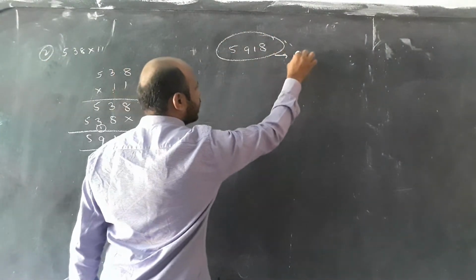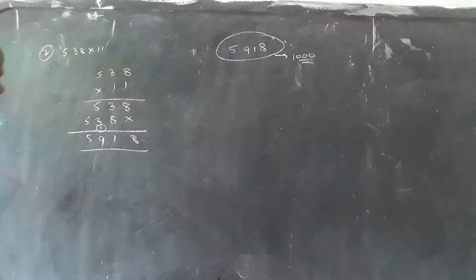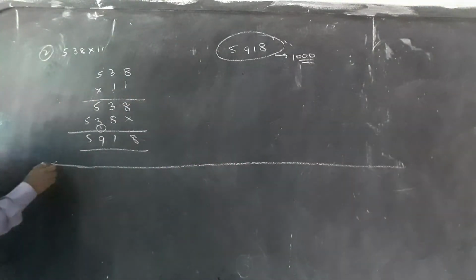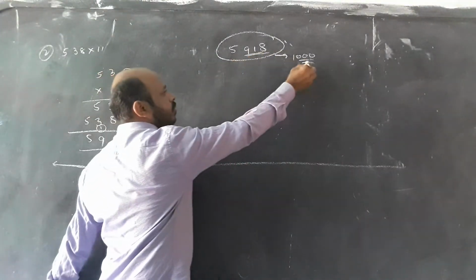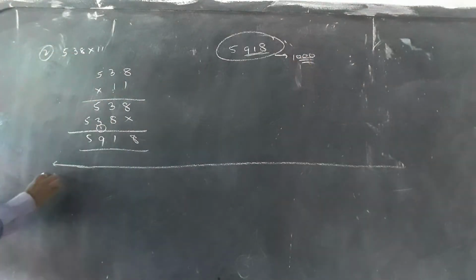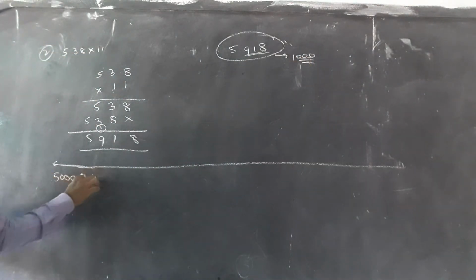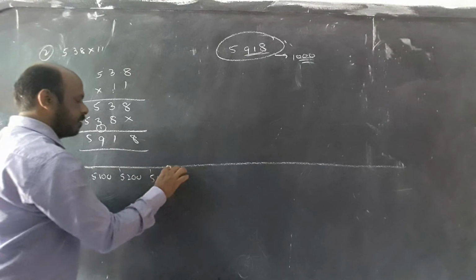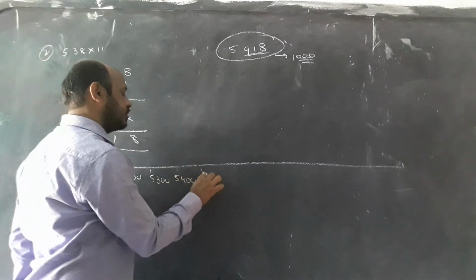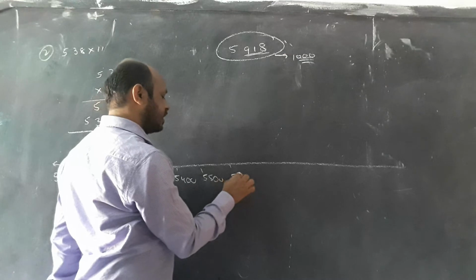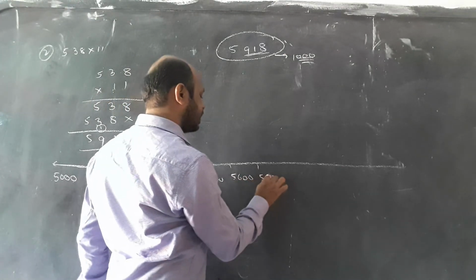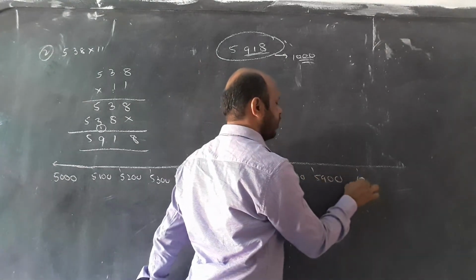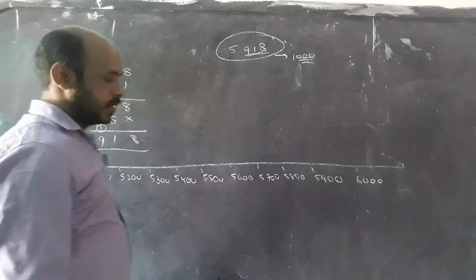5918. Now we have to write the nearest 1000. Instead of the last 3 digits, as I told, we write zeros. First it will be 5000, 5100, 5200, 5300, 5400, 5500, 5600, 5700, 5800, 5900, and then 6000.